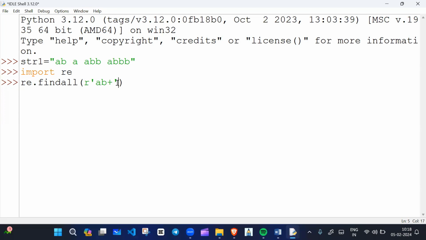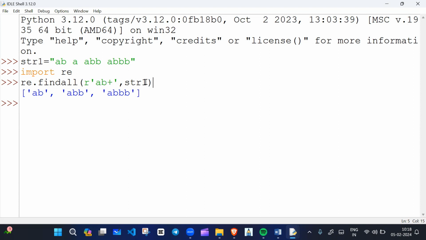So for example, here I will write string one. If I hit enter, what will happen? It is printing ab, abb, and abbb, and it is skipping a, because plus means at least one b should be there. One b should be there.